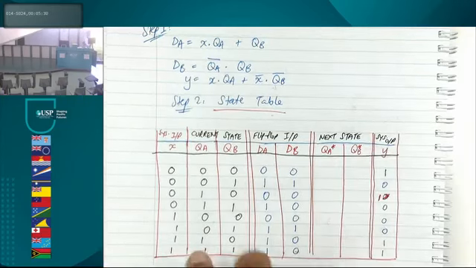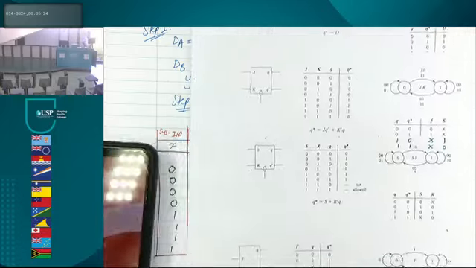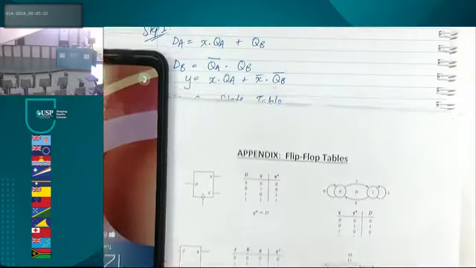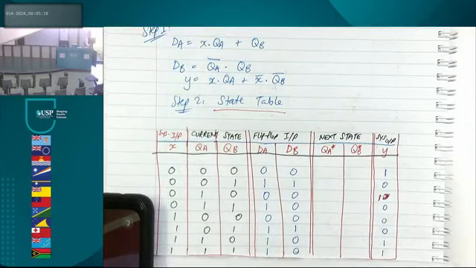We know your current state. We know your current inputs. You want to predict what will be your next state. So what are you going to use? Characteristic table. So let's have a look at this. In the characteristic table, Q star is equal to D. So your next state is your current input, yeah?